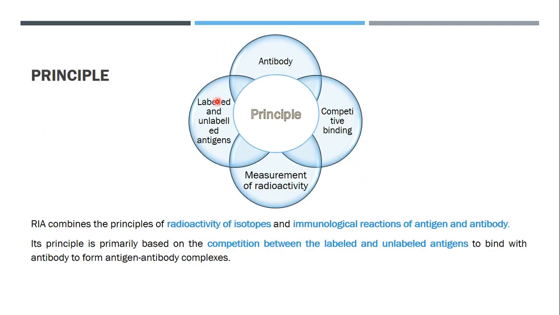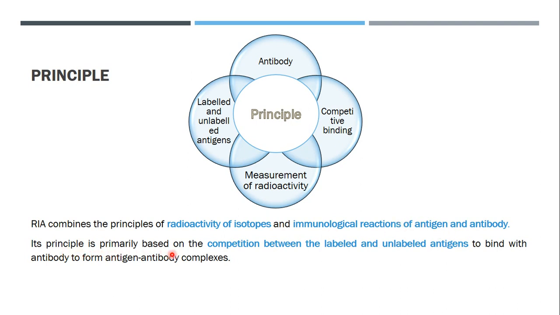Now let us come to the principle of RIA. So now we know all the terminologies like immunoassay, antigen, antibody, what are radiolabeled molecules. So it is easy to understand the principle. You can here see the terms antibody, then labeled, unlabeled antigen, competitive binding and measurement of radioactivity. So RIA combines the principle of radioactivity of isotopes and immunological reactions of antigen and antibody.